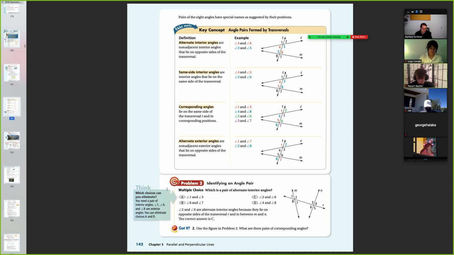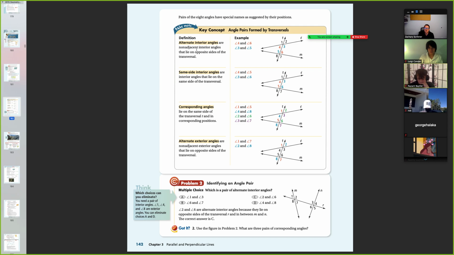In your book, page 127, properties of parallel lines. Okay, and so you have different... On the first page, you can see a transversal is a line that intersects two coplanar lines at two distinct points. The diagram shows the 8 angles formed by a transversal.